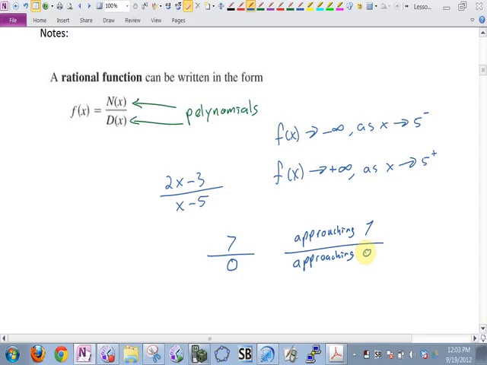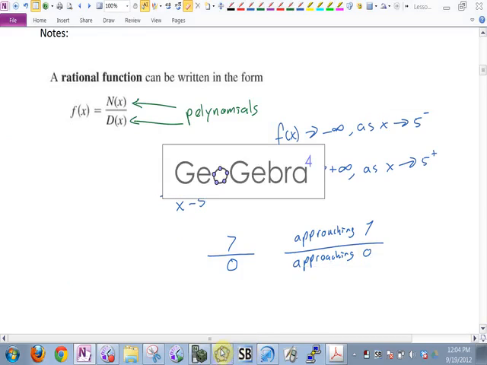Okay? We can see this. Let's graph this in GeoGebra.